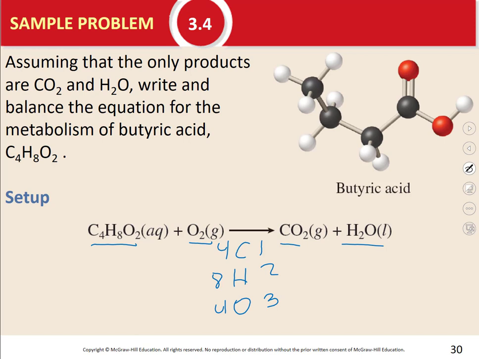Don't worry, it's easier than the last one. All right. So, what is our coefficient in front of the butyric acid? How many of those do we end up with? Just 1. So if it's just 1, we leave it alone. You don't have to put a 1. How many oxygens do we end up with? 5. Good. How many carbon dioxides? 4. And how many waters? 4. Anybody not get that?